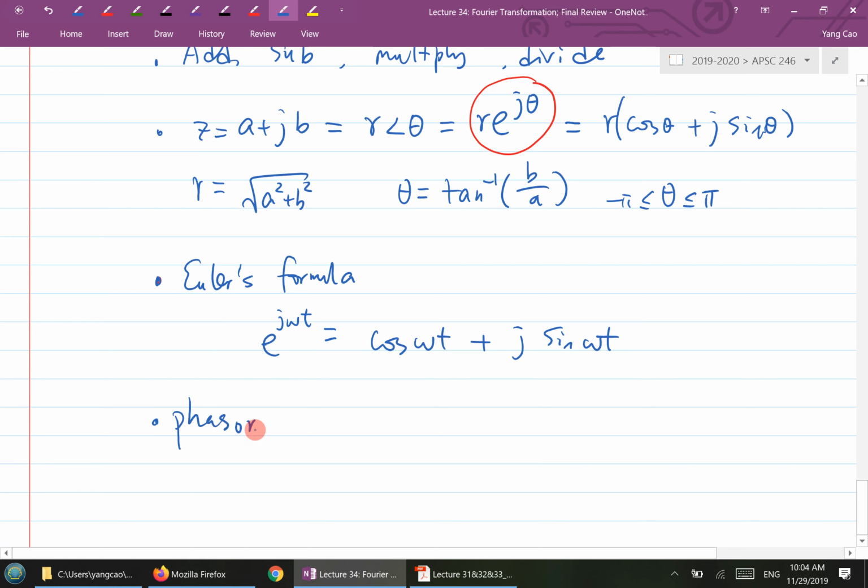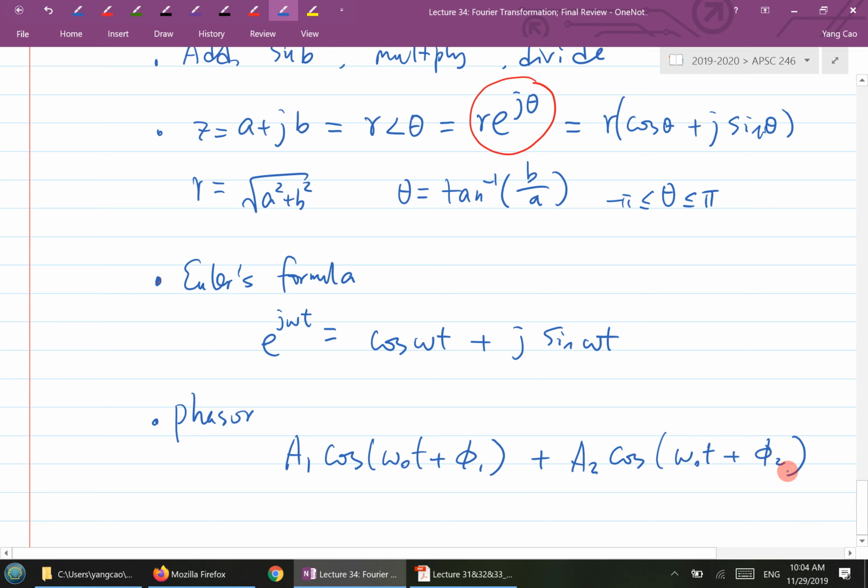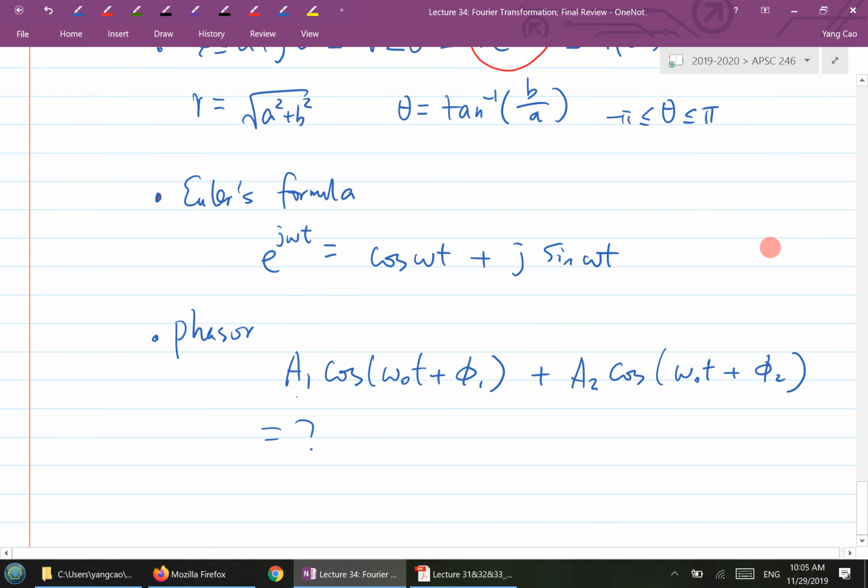And we also talked about the phasor concept. So when you have two cosine terms, or one sine and one cosine, this doesn't matter, but the same frequency, different magnitude, different phase angle. How do you add them up? That's using the phasors concept. You should take a look at it.